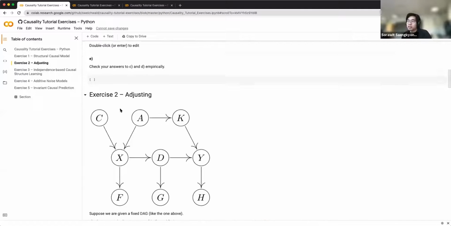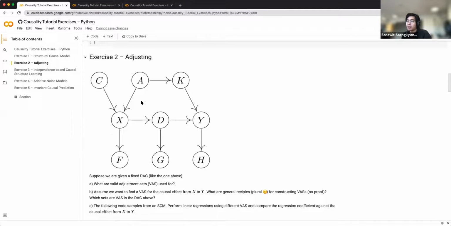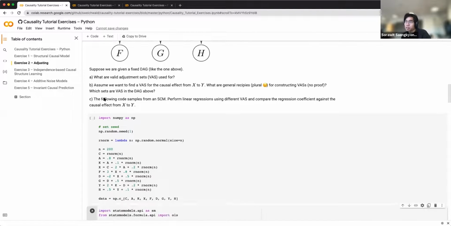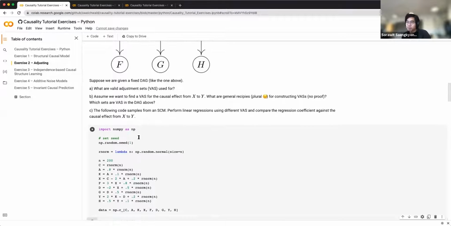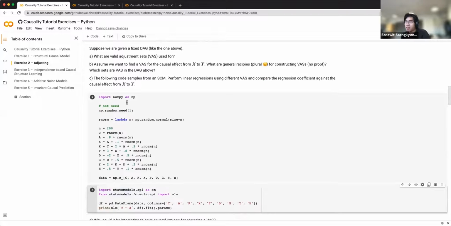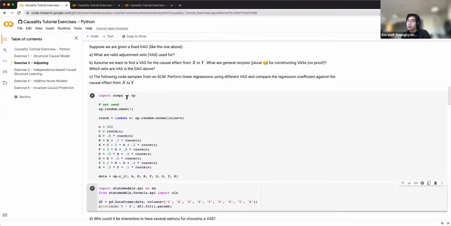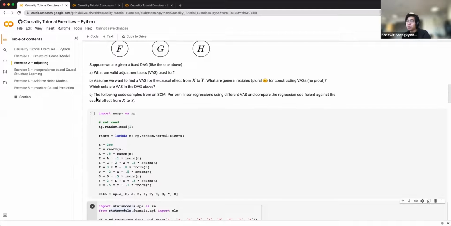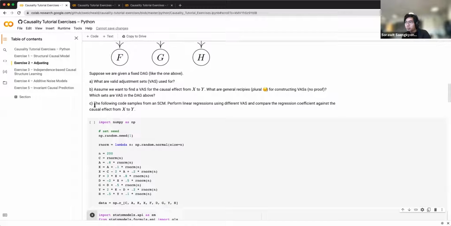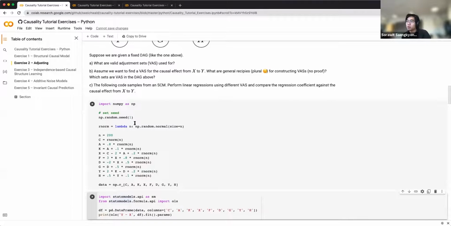Okay. So again, we use the same notebook and we go to exercise 2. Basically the exercise is about doing regression for adjusting to estimate the causal effect. We have 5 questions here, and I think we went over the questions yesterday. So the main question would be question C, where you need to really implement the regression to get the causal effect.